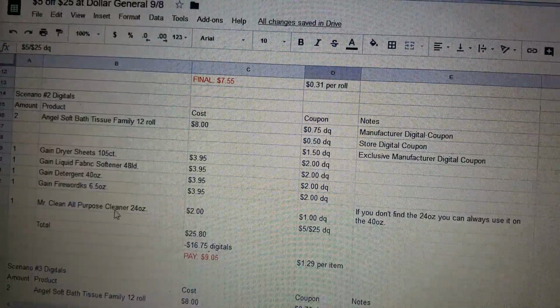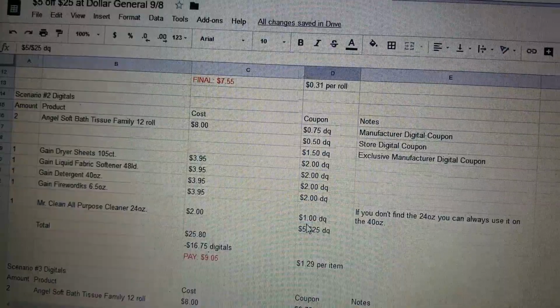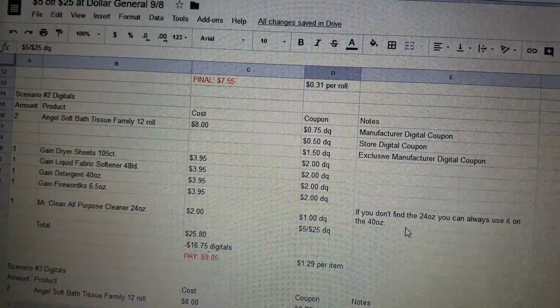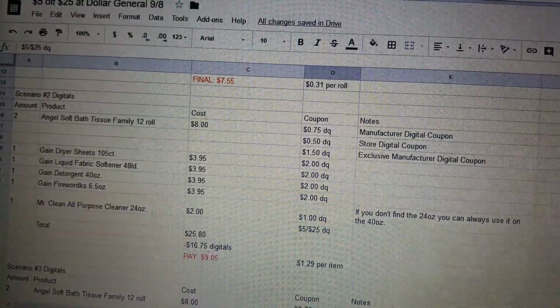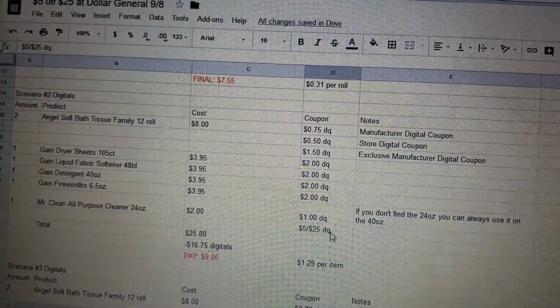And then the Mr. Clean all-purpose cleaner, 24 ounce, it's $2. We have a $1 digital. Now, if you don't find the 24 ounce, you can always use it on the 40 ounce. The 40 ounce is $3, and it will still work on that 40 ounce one. And of course, we have that 5 off of 25 digital.